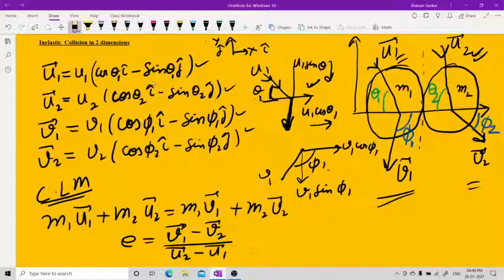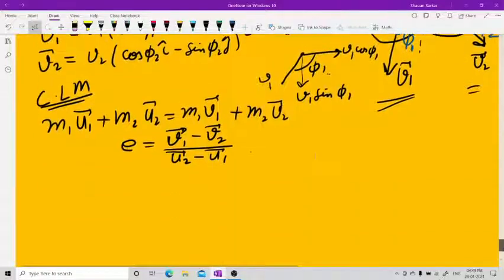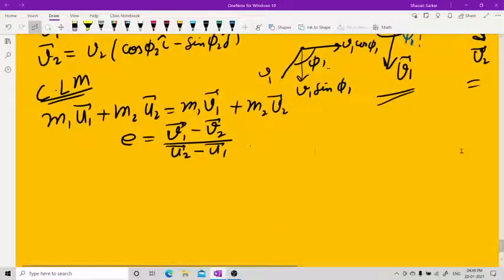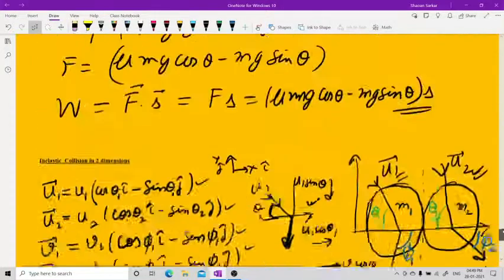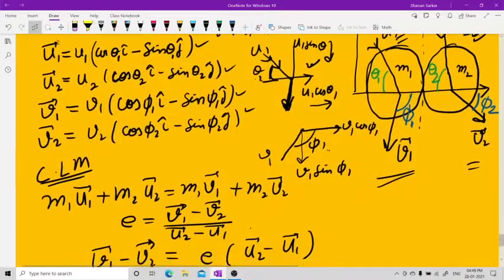Now let's cross multiply and do everything. Let me take some space. Now if you multiply this, you will get v1 vector minus v2 vector equal to e times u2 vector minus u1 vector. Now see, put the values of all this, whatever I found out. I'm talking about these vectors that I found out. This all you have to put in their places.